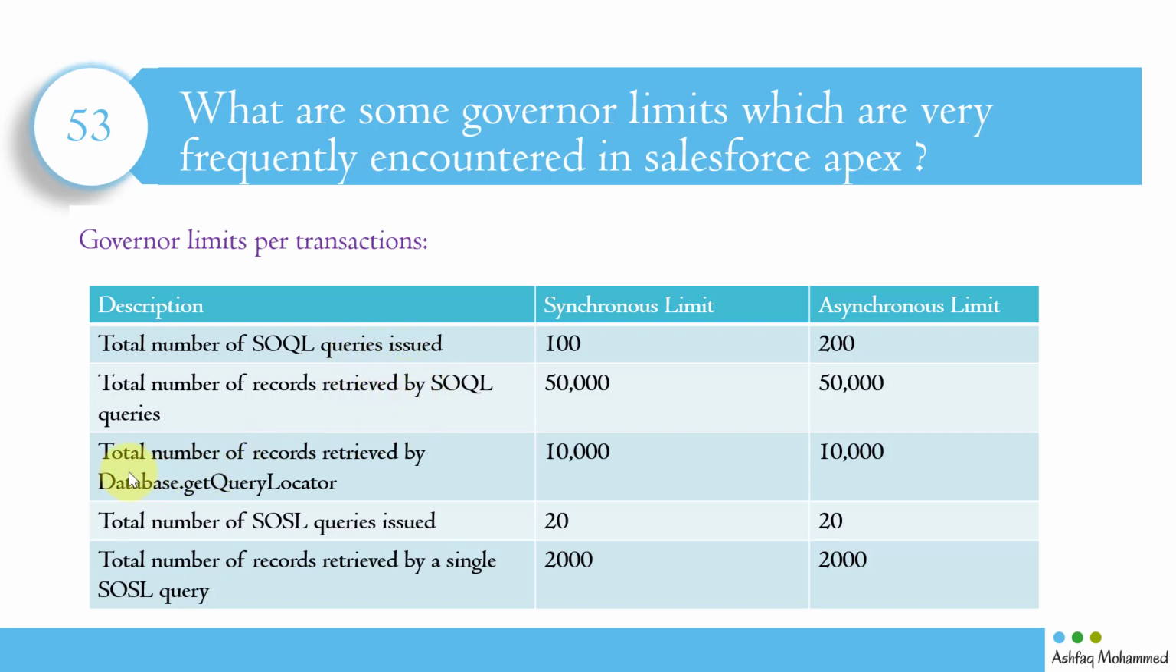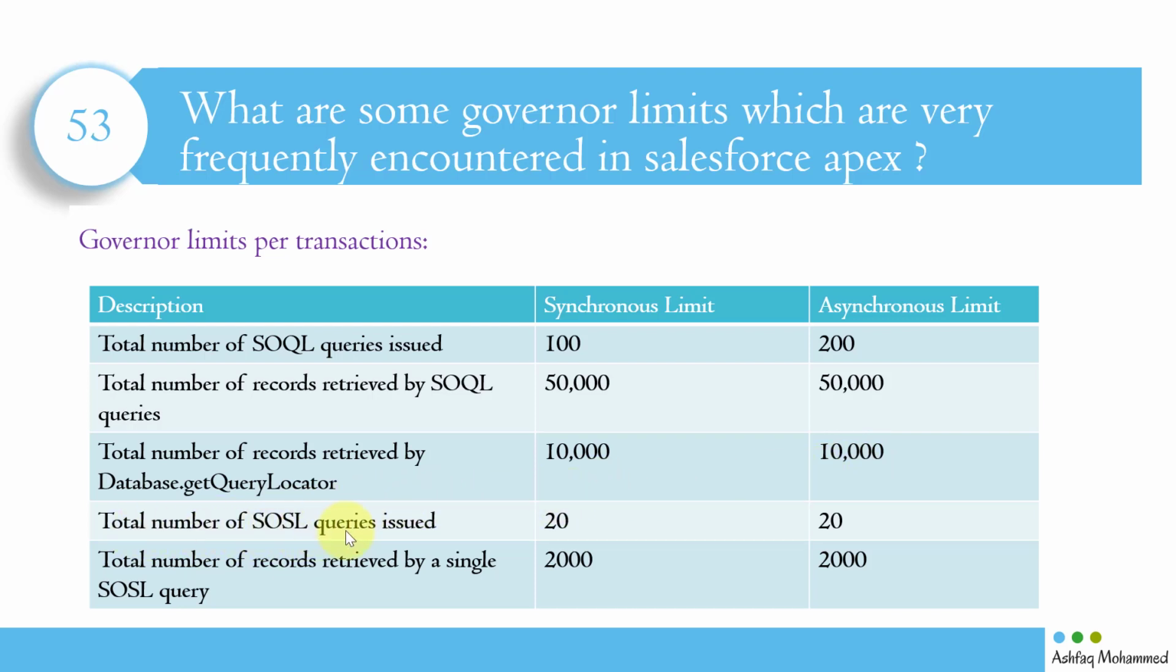But we'll see a few more as well. So, total number of records retrieved by Database.getQueryLocator. getQueryLocator is something we use in batch. We can retrieve 10,000 records in synchronous and 10,000 records in asynchronous, but that can repeatedly run.